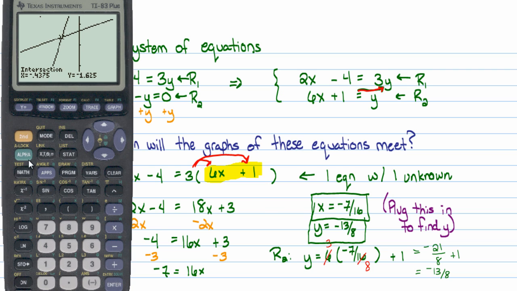Now let's look at our x and y values that we calculated. Negative 7/16, so let me just hop out of this. Negative 7/16 is negative 0.4375, which is exactly what they told us the x value was. And then again, negative 13/8 is negative 1.625. So that verifies to me that we're correct.